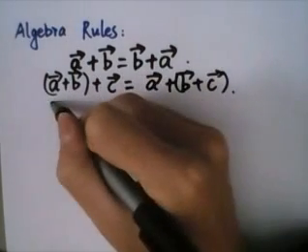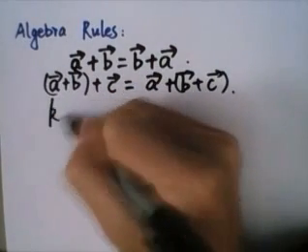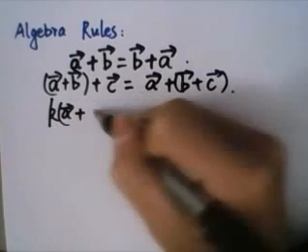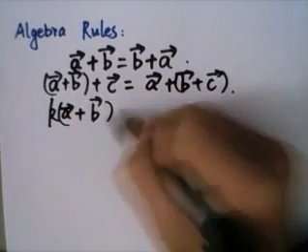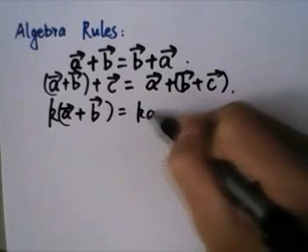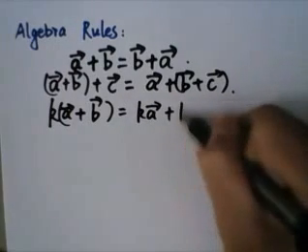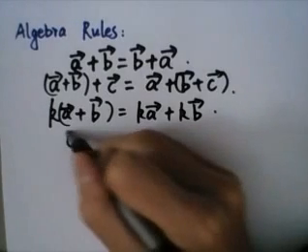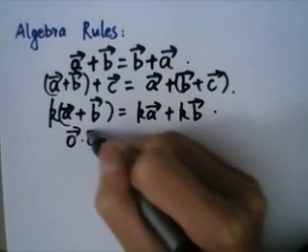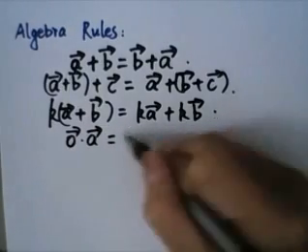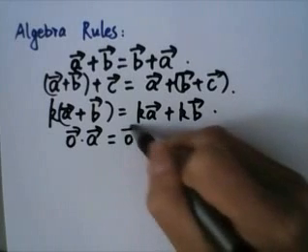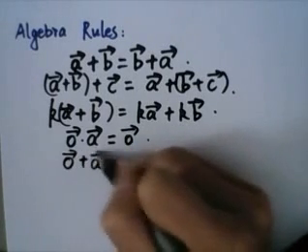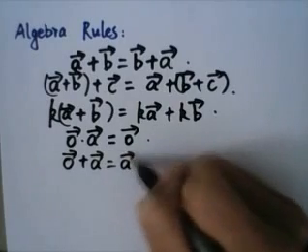And if you multiply the sum of two vectors by a real number k, then this real number k can be distributed to both vector A and vector B. And if you multiply any vector A with the number zero, then the result will be just the zero vector. Vector 0 plus any vector A would be vector A.